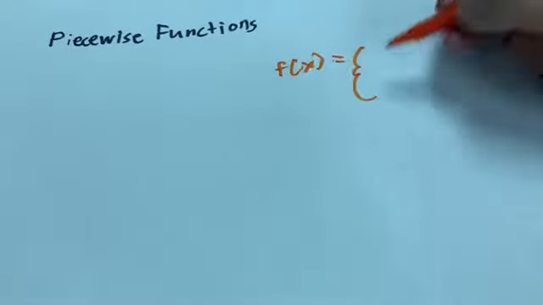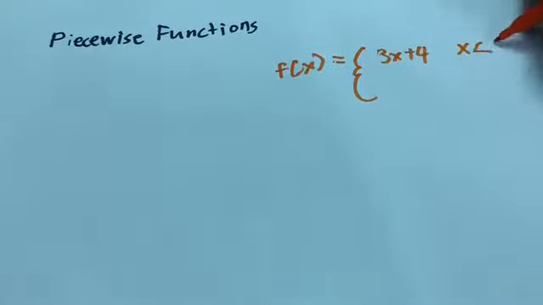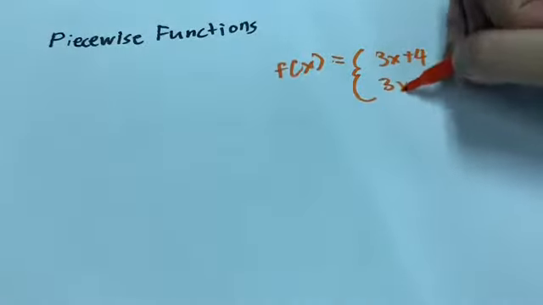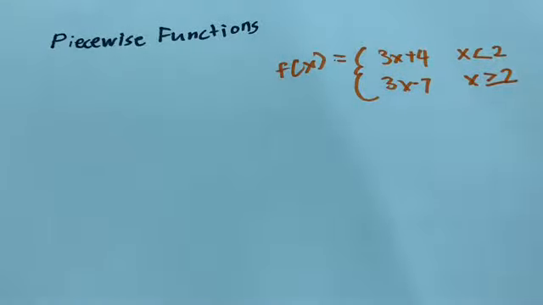They have multiple parts involving conditions. This is one part of the function, which is 3x plus 4, and this only applies if x is less than 2. And we have another part, which is 3x minus 7, and another condition, which is x is equal to or greater than 2. We're going to have two examples for both of the conditions.